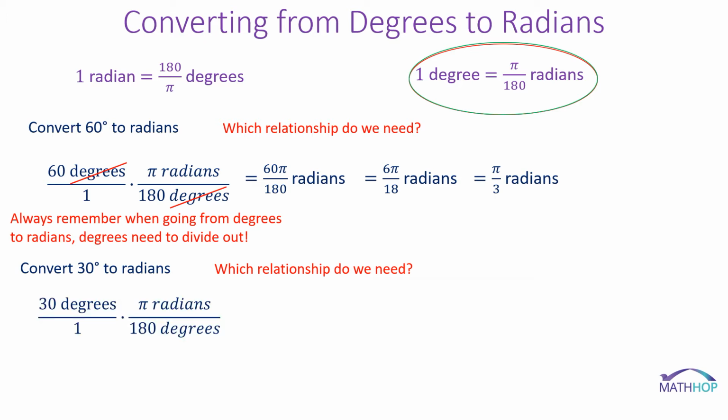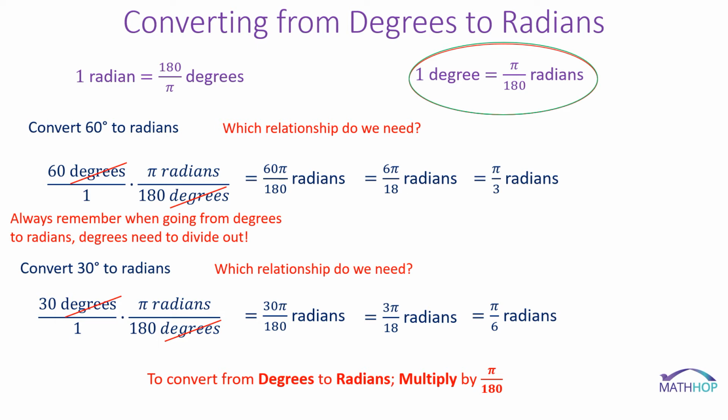Okay, so again, degrees are going to divide out when we do this. So 30 degrees times pi radians over 180 degrees. The first step you're going to take is to divide out those degrees. Now we can multiply straight across. We get 30 pi over 180, and now we're dealing in radians because we've divided degrees out. Let's simplify this. Divide by 10, 3 pi over 18, and let's divide by 3, pi over 6 radians. So 30 degrees is equal to pi over 6 radians. To convert from degrees to radians, multiply by pi over 180. If you want to go to radians, you want pi on top because you need pi in your answer.